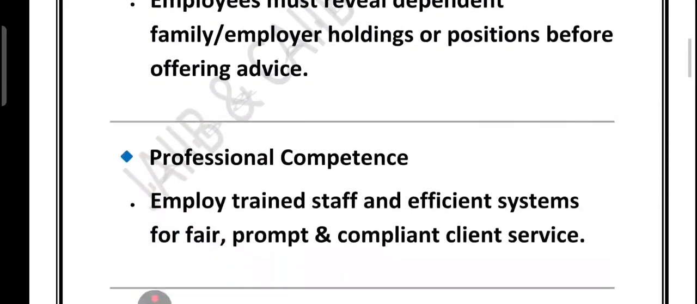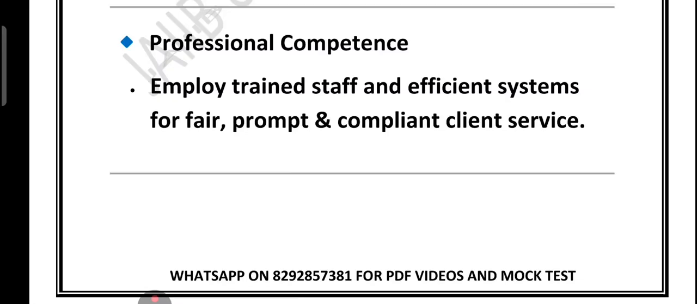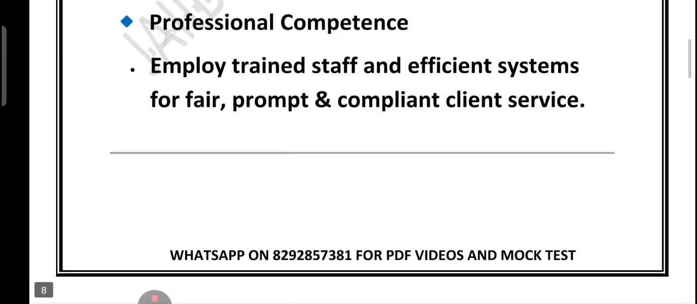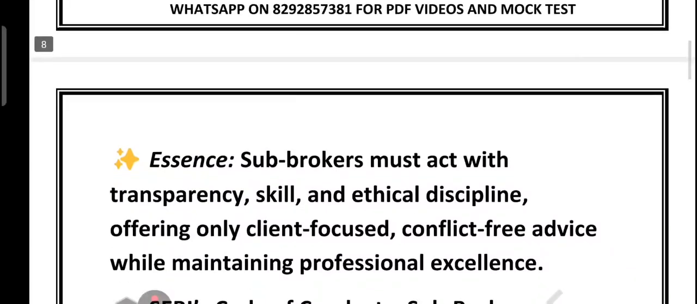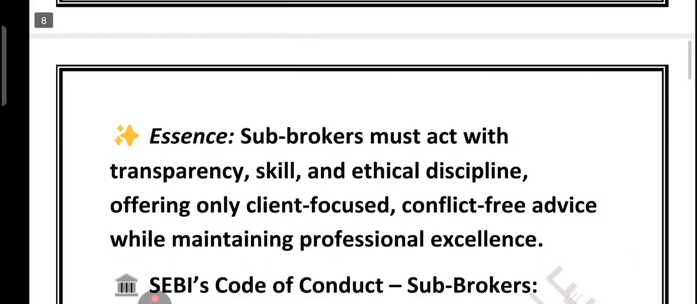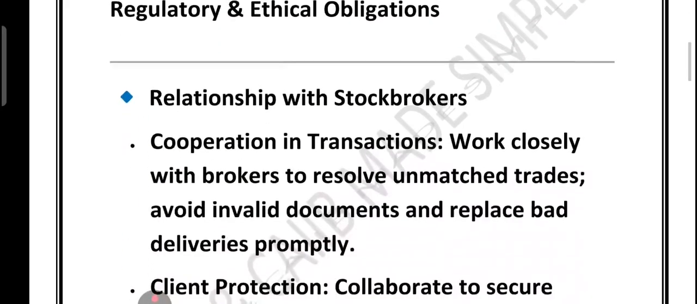Now the last one, which is called professional competence. A good sub-broker should always have trained staff and efficient systems in place to handle client service. This helps in providing quick, fair and compliant assistance to every investor. So to summarize, SEBI expects sub-brokers to act with clarity, skill and complete honesty. Their advice must be client-focused, conflict-free and backed by professional excellence at every step.